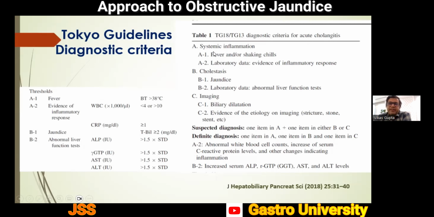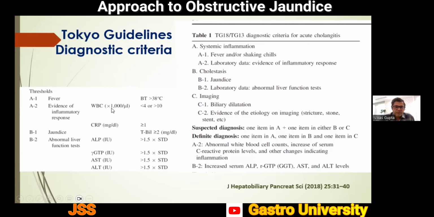One is to suspect cholangitis if A is present, that means inflammation is present, along with either deranged liver functions or biliary dilatation. Definitive diagnosis is when all three are present. That means there are deranged liver functions, evidence of systemic inflammation, and presence of biliary dilatation or some etiology associated with cholangitis. And these are the threshold values.